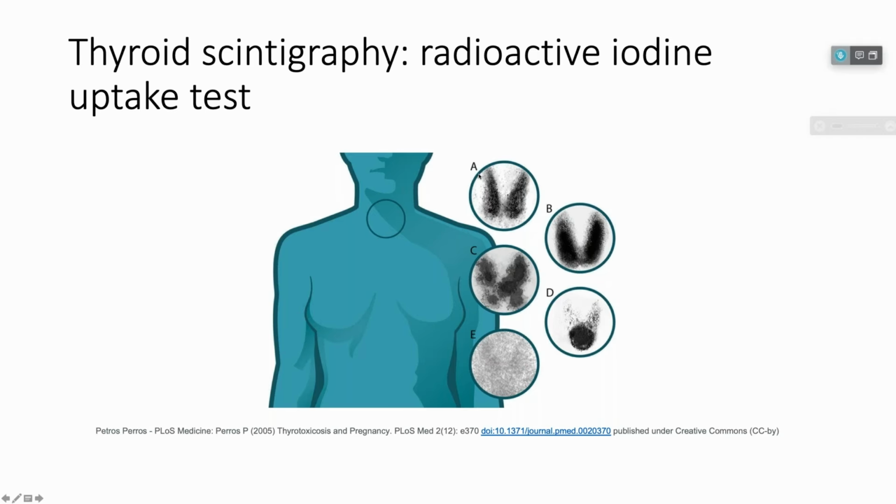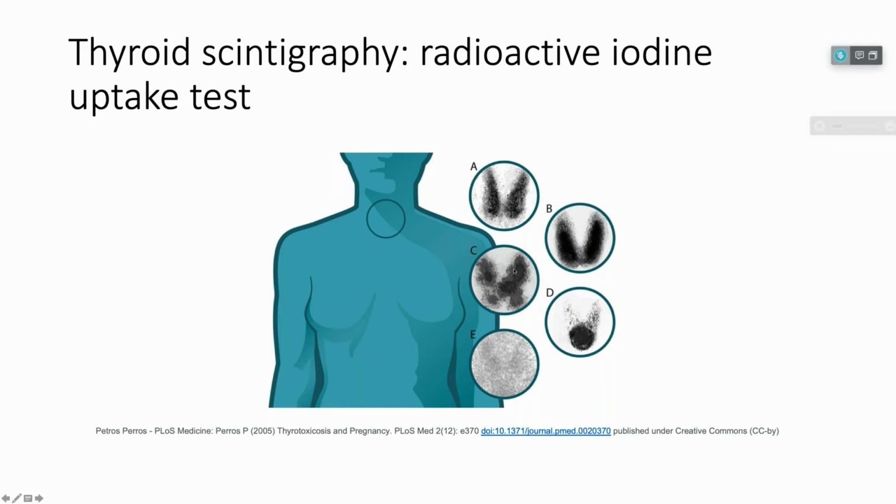Okay. So normal would be A. B would be Graves' disease, right? You can see how there's more of all of this everywhere. So this would be Graves' disease. C would be, Perlina, do you know what C would be? Oh, sorry. This is a hard one. Is it thyroiditis? No. Thyroiditis we'll talk about; that would be E. But C would be a toxic multinodular goiter, right?